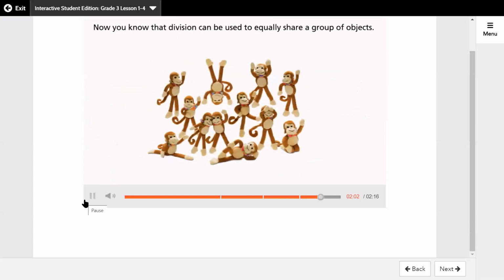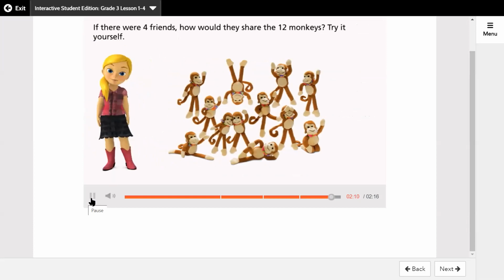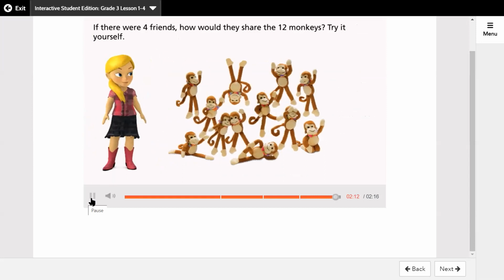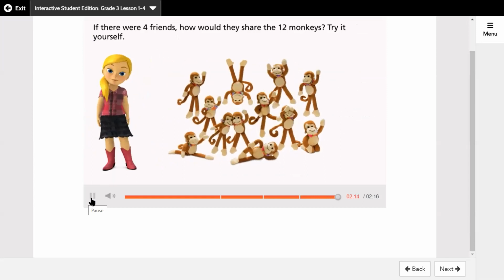Now you know that division can be used to equally share a group of objects. If there were 4 friends, how would they share the 12 monkeys? Try it yourself.